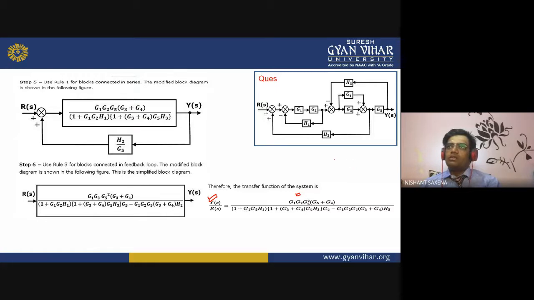acquainted with solving such block diagram reduction techniques, in a very short interval of time, just by looking into the diagram. Just look into the diagram. How many forward paths are there? There are only two forward paths. So one forward path will be G1, G2, G3, G5. Forward path means when we are moving from the input side to the output side.